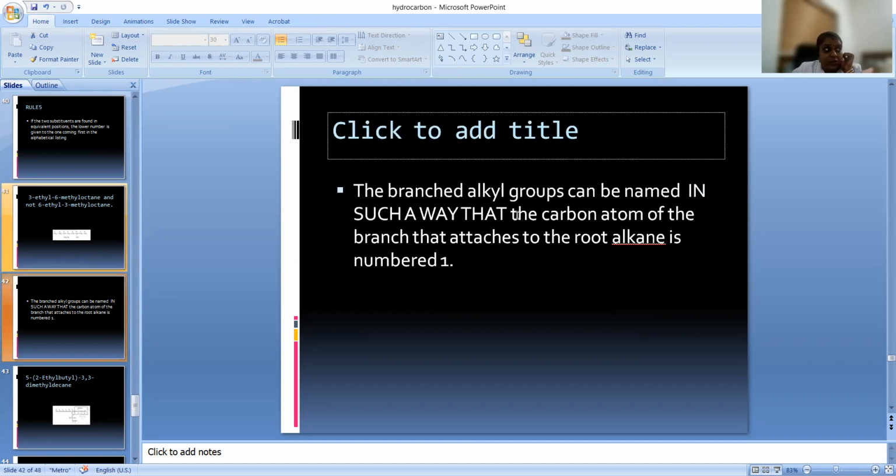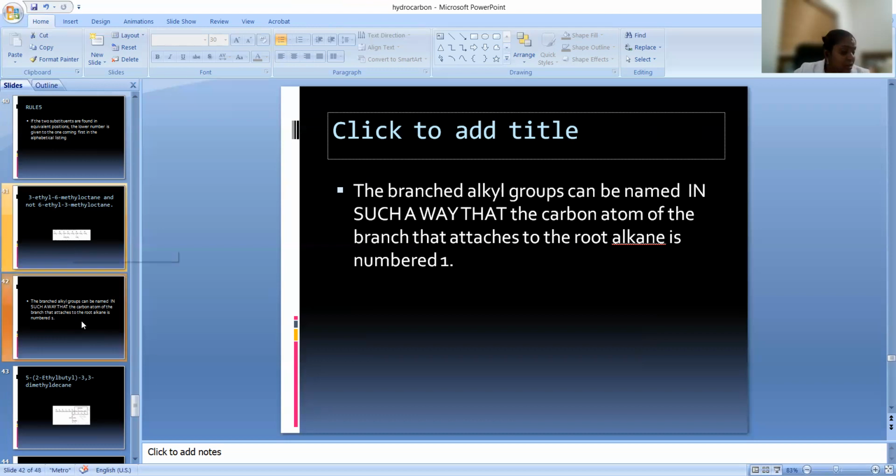Now, the branched alkyl groups are present. If there are branched alkyl groups, we cannot name it as propyl because so many branches are there on the branch. So branches on a branch are coming, so you have to name the branch also first. If you are naming that branch, where the branch is attaching, that carbon atom must be the lowest number.